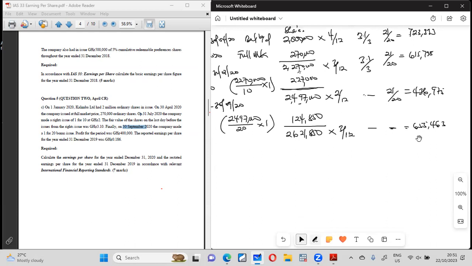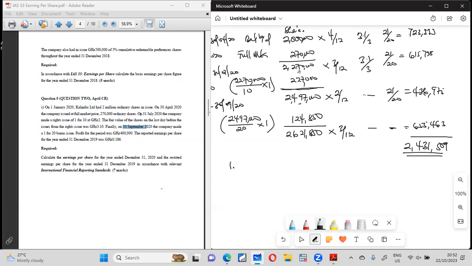So now we can now total our weighted average. Weighted average, so 436,975 plus 615,738 plus 723,333. So what I'm having here is 2,431,509. All right, so that is that.